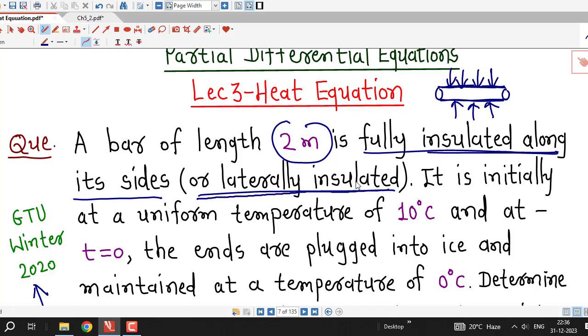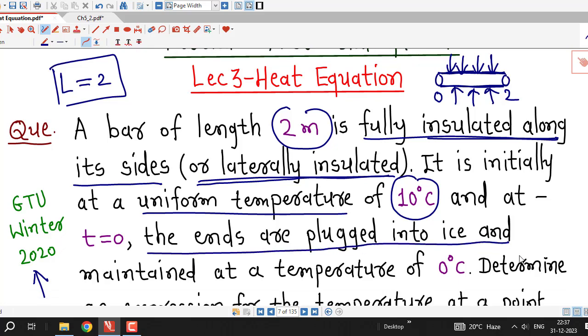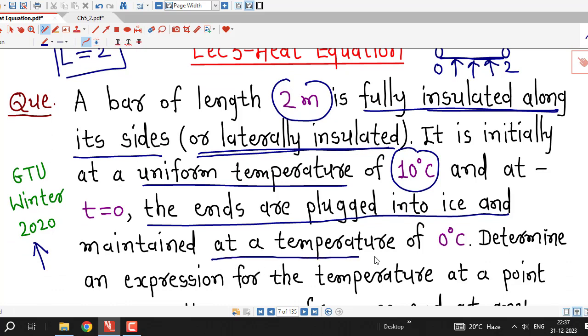Sometimes they use this word also, that the bar is laterally insulated. So here the length of the bar is 2 meter. That means the value of capital L is 2 meter. It is initially at a uniform temperature of 10 degree Celsius and at t equal to 0, the ends of the bar are plugged into ice and maintained at a temperature of 0 degree Celsius.